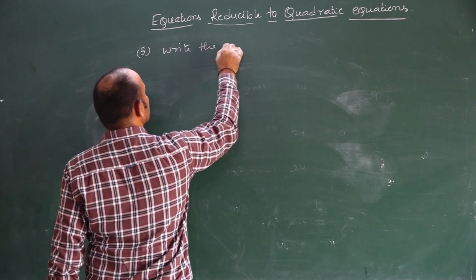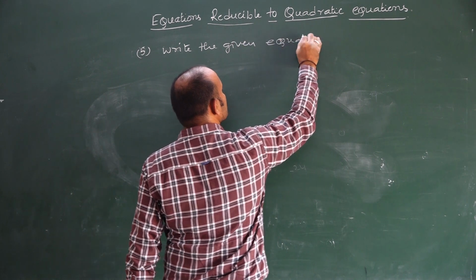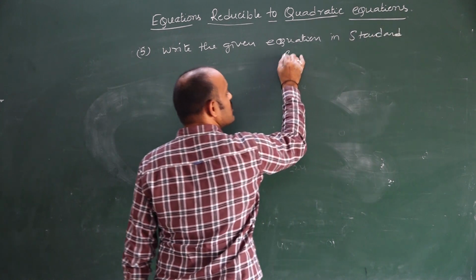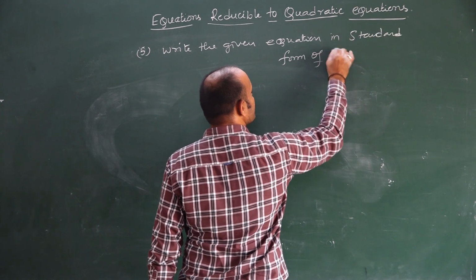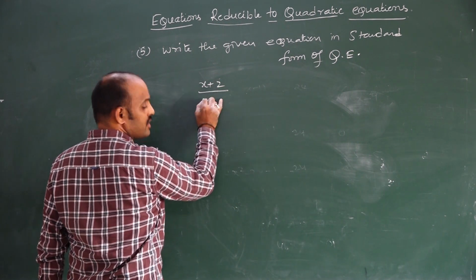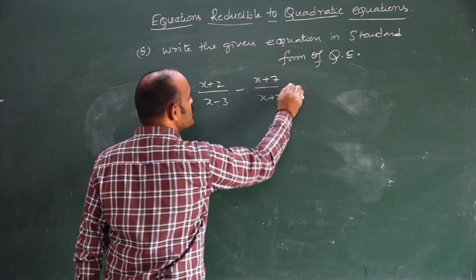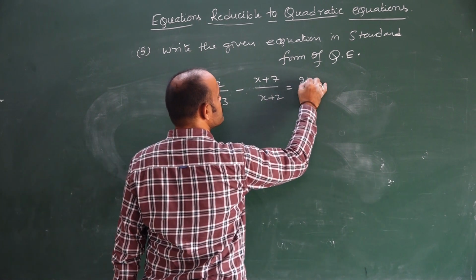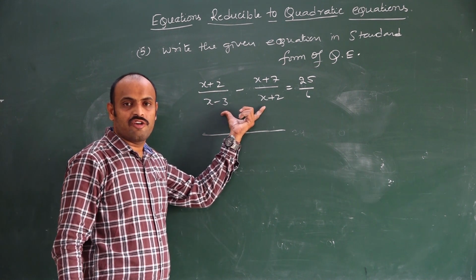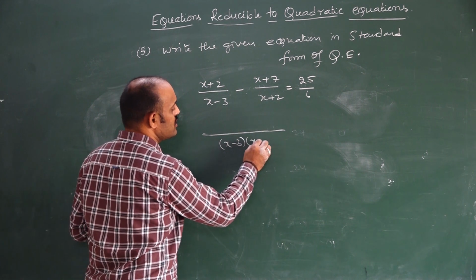Write the given equation in standard form of quadratic equation. x plus 2 by x minus 3 minus x plus 7 by x plus 2 is equal to 25 by 6. As these two denominators are different and we don't know whether they have common factors or not, for these two the LCM is their product, x minus 3 into x plus 2.